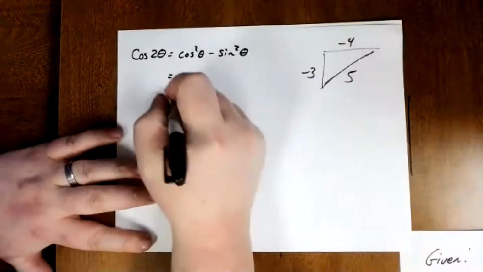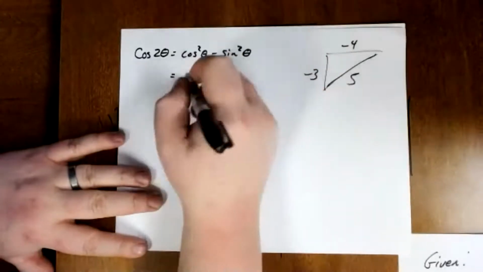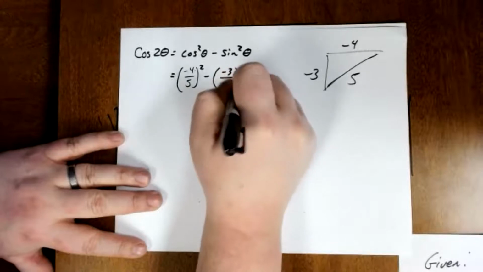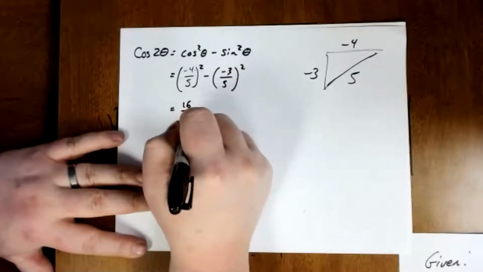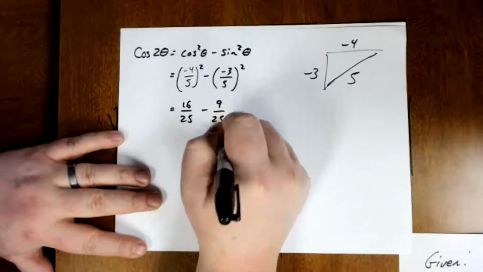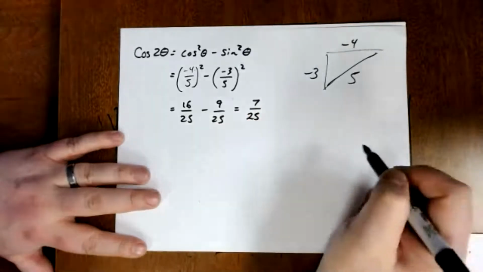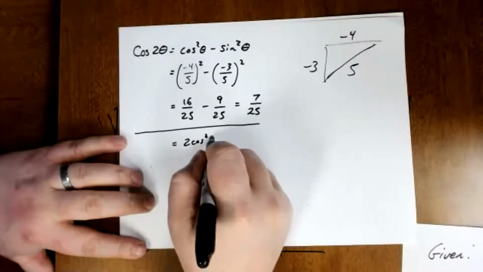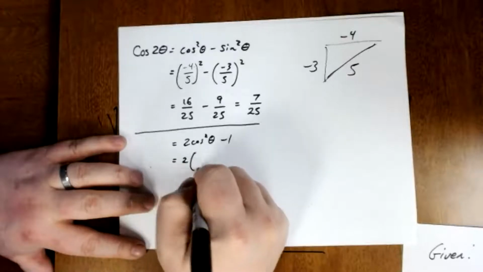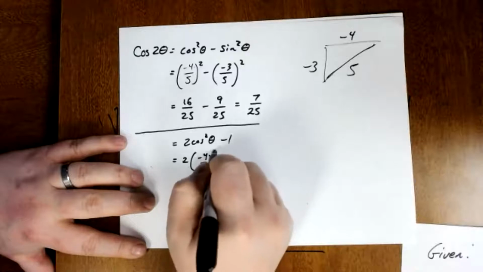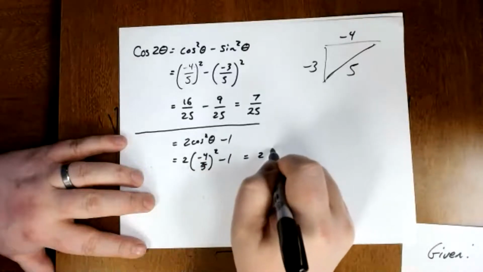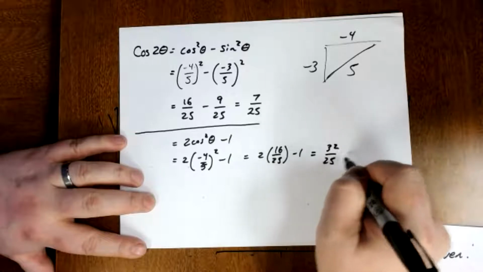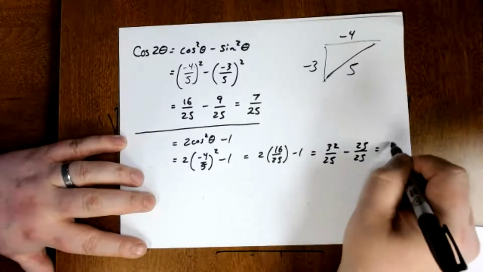Okay, let's do it. Cosine squared would be -4/5 squared minus sine squared, which would be -3/5 squared. 16/25 minus 9/25, which is 7/25. That's one way of doing it. You could have also done 2 cosine squared theta minus 1. 2 times -4/5 squared minus 1. 2 times 16/25 minus 1. 32/25 minus 25/25 is 7/25.